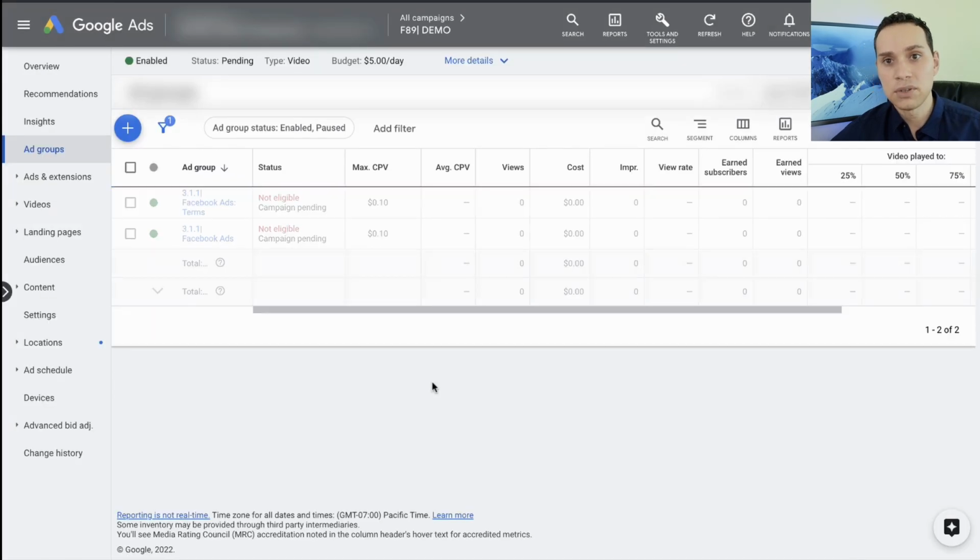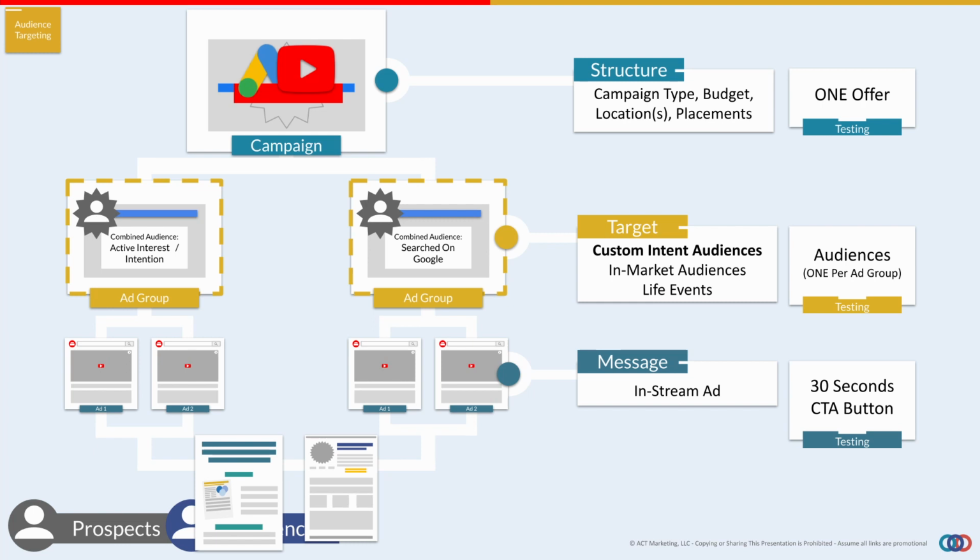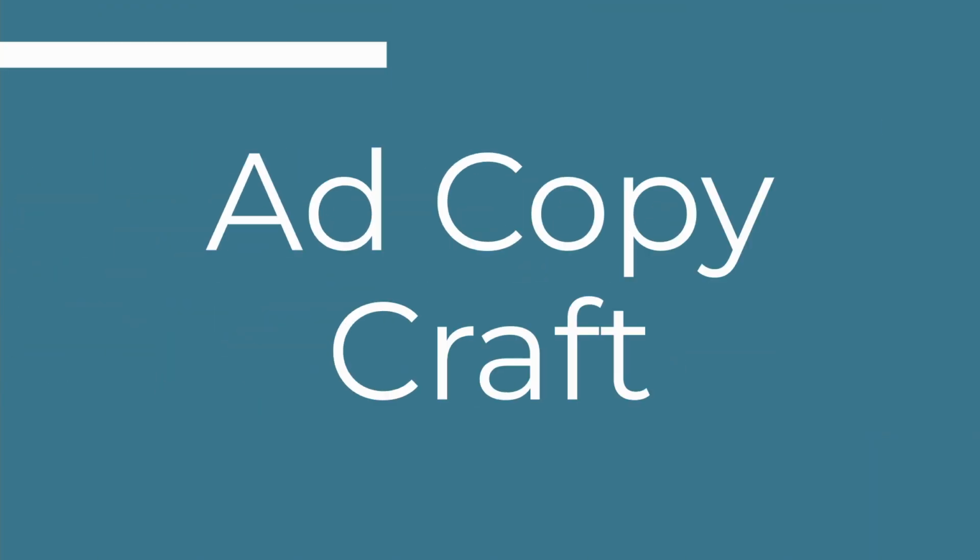And now we have our two ad groups. So going back to our diagram, we have our two ad groups. We're telling Google who we want to see our ads. And now it's time to actually create our ads.